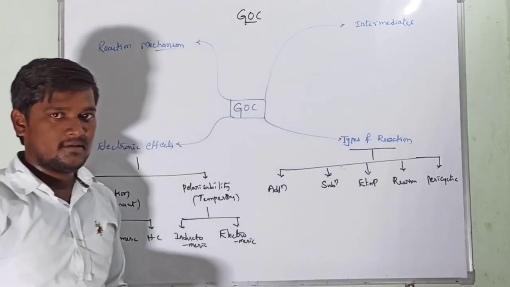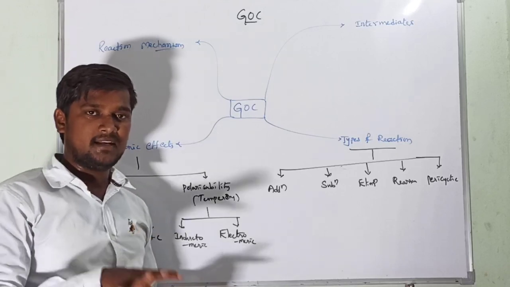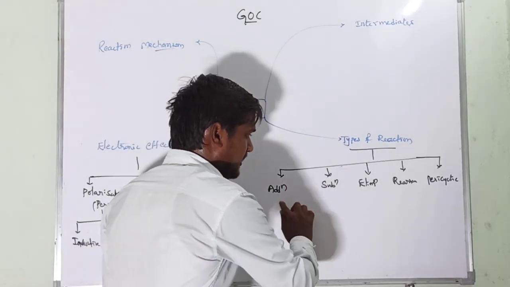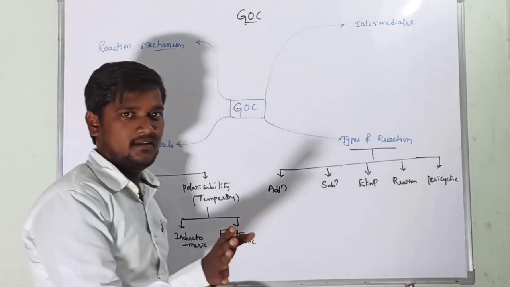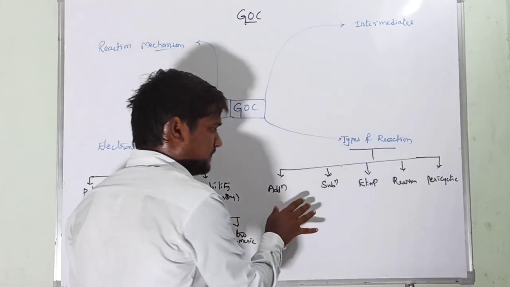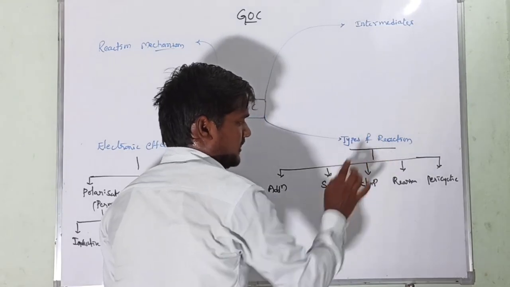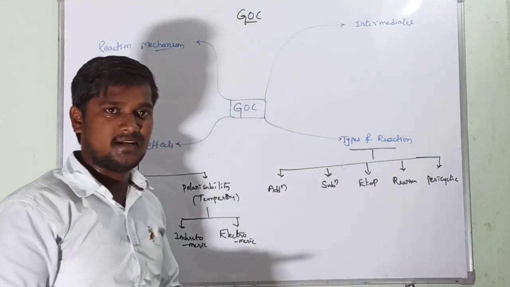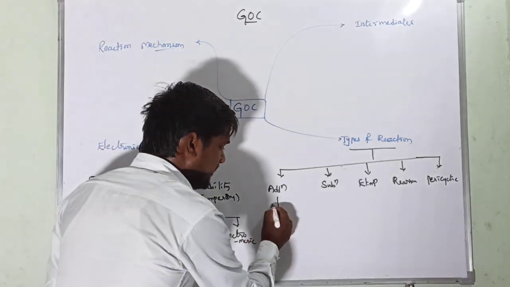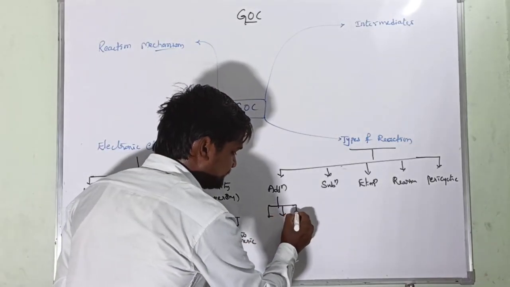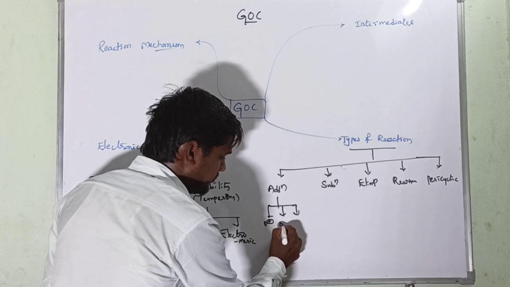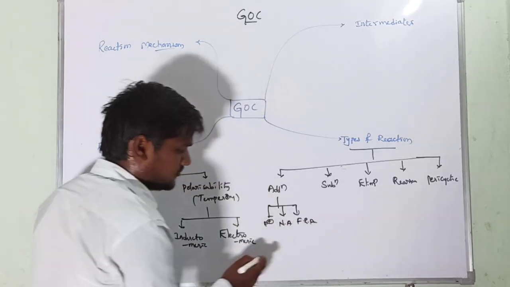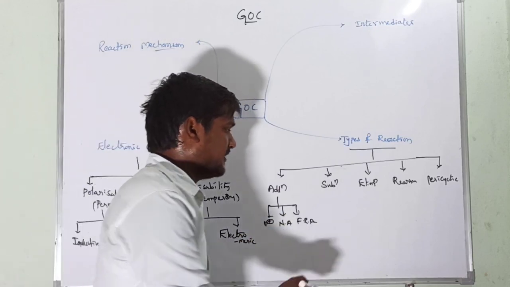For basic learners as well as IIT, JEE and NEET students, they have only these four in their syllabus. That's why these four topics in types of reaction are enough: addition reaction, substitution reaction, elimination reaction, rearrangement reaction. Again, addition has three types: electrophilic addition, nucleophilic addition, free radical addition.